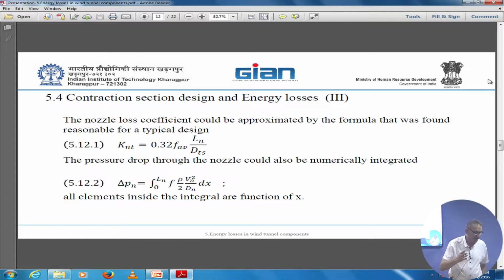Of course, as we said, the longer it is, the more time the flow has to adjust itself, but then it will accumulate boundary layer thickness, which you don't like. So this is a trade-off. You want a short one, not to have boundary layers develop, but you also need an area ratio big enough in order to get a good acceleration and attenuation of noise.